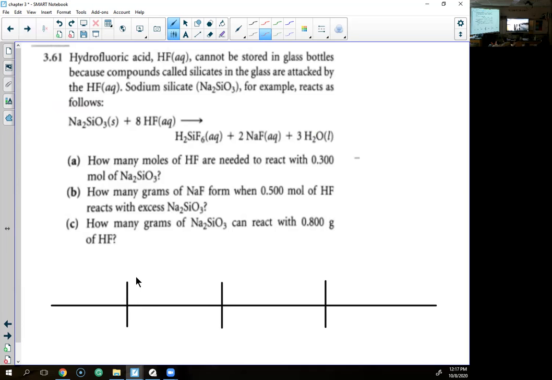Okay, we won't do this whole piece, but once in a while, this is from the old textbook, and once in a while you're not asked for grams, you're just asked for moles. So it's actually less work even though it gives you a heart attack. It says how many moles of HF are needed to react with 0.3 mole of Na2SiO3. Now, we don't need this big of one, but I'm not going to bother erasing it.